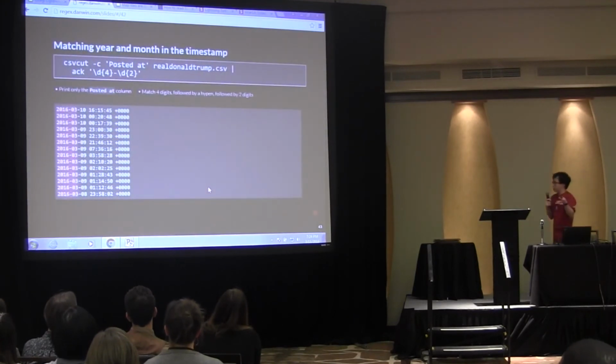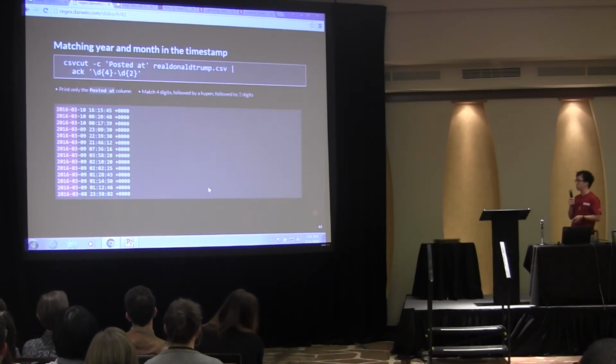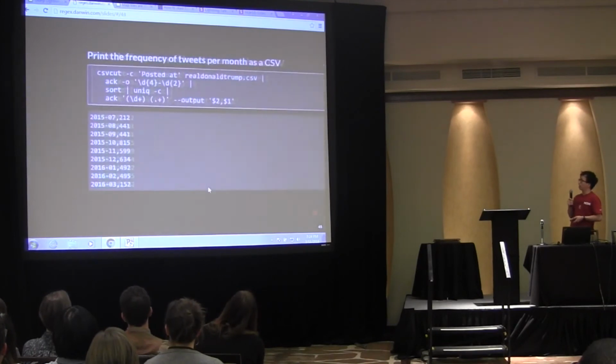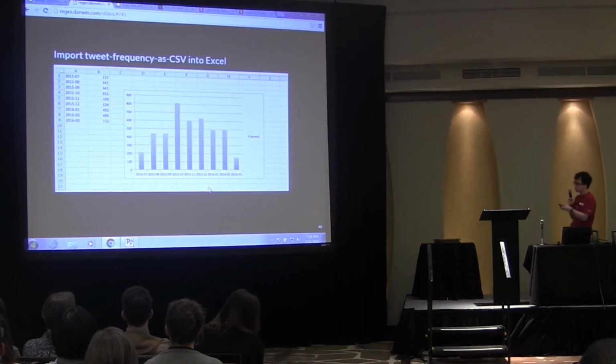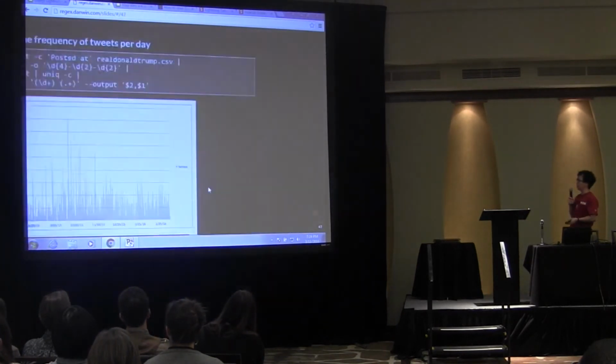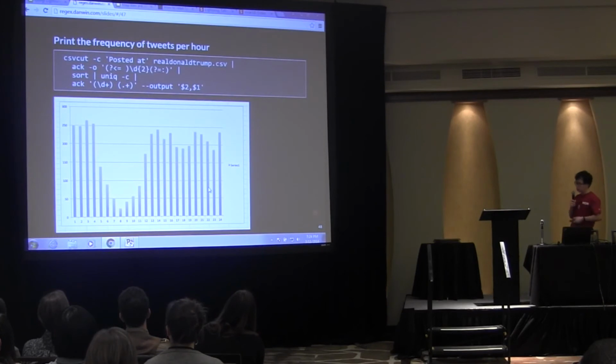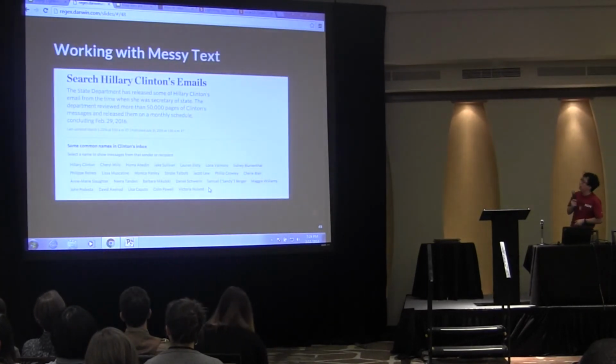Here, we want to make a time series of how often he tweets. This is all just text. It looks like numbers, but the pattern is 4 digits and then 2 digits. You find the unique values, you turn it into a CSV, and then you have a little time series. That's his monthly tweeting habits. Here it is daily, all the same thing. Here it is hourly if you want to stalk him.